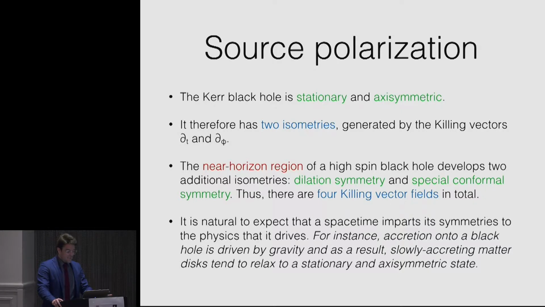Now, it is natural to expect that a spacetime imparts its symmetries to the physics that it drives. So for instance, we know from simulations and theoretical expectations that accretion disks should settle down to a stationary and axisymmetric state, at least if they're slowly accreting. And the reason for that is that accretion onto a black hole is driven by gravity, and so the symmetries tend to be imparted to the physics that's driven by gravity.